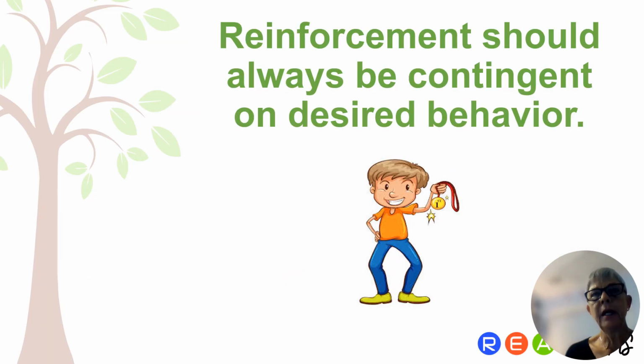So when we think about reinforcement, it should always be contingent on the desired behavior, meaning the kid needs to make the connection between why they're being reinforced and the behavior that is being reinforced, right? We want them to make the connection because reinforcement strengthens behavior, and we need to make sure that the kid has a real clear understanding of what behavior we're trying to strengthen, right? So always contingent on the desired behavior.